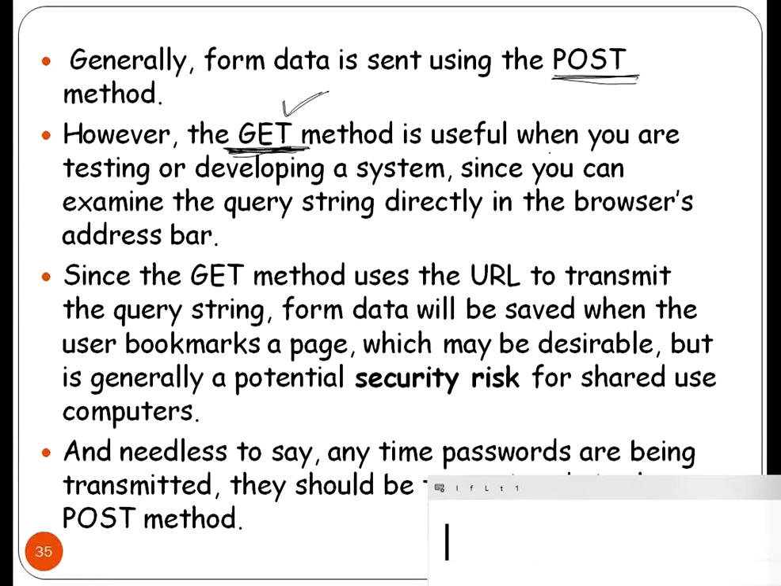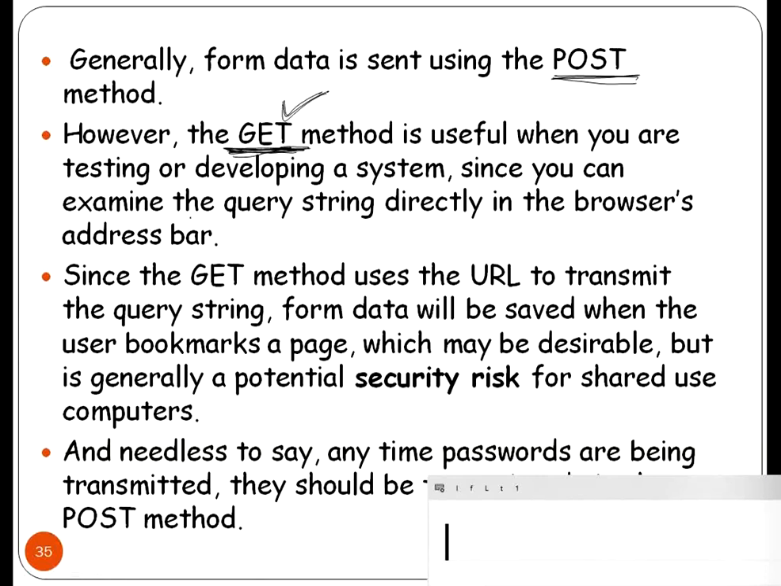It can be used only whenever you are testing or developing a system, that is, when the system is under development. When you are designing or developing a particular application, you will just be testing that form or application. During that time, you can mention it as a get method. At other times, when it is working in real time, we should not specify the get method, just because of security.